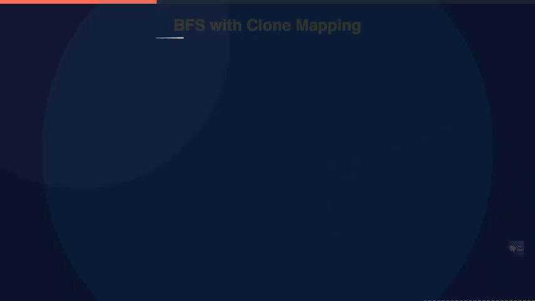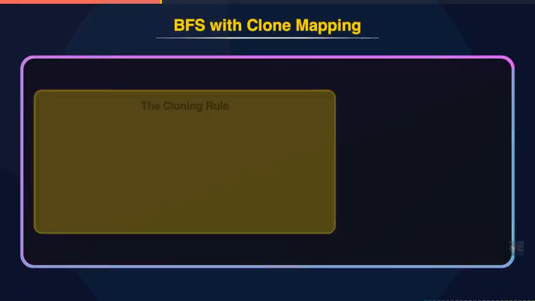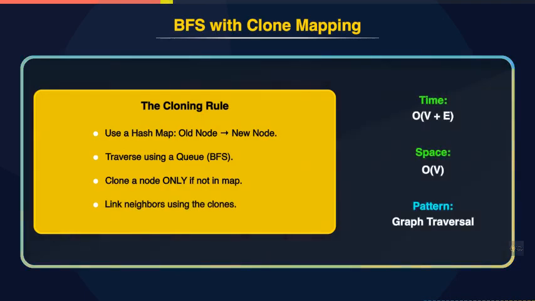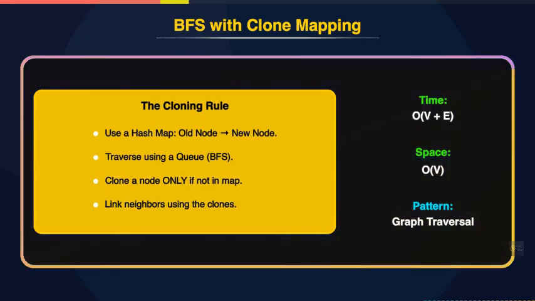Our strategy is simple. We will use a hash map to store the mapping from original nodes to clone nodes. We can traverse the graph using either breadth-first search or depth-first search. For this walkthrough, we will use a BFS approach with a queue. Let us dive into the dry run.